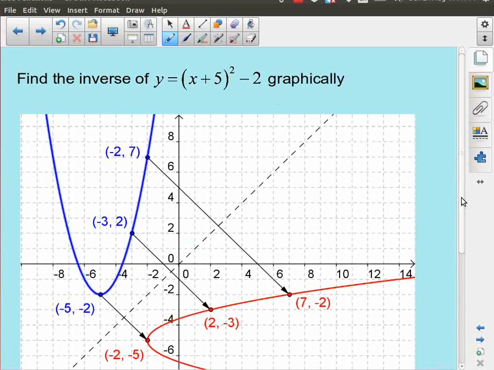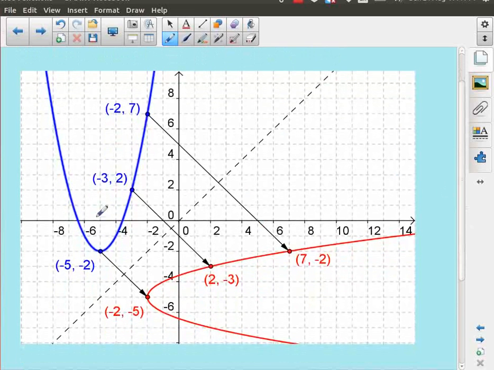In order to find the inverse of this, we can take any points. You can see I focused on 3 different points here, but it's arbitrary. The vertex is a good idea in this case because it's a parabola. So I take this point which has the coordinates (-5, -2). I reverse those coordinates and I get (-2, -5). So I plot that new point.